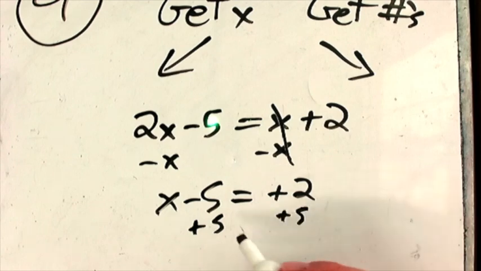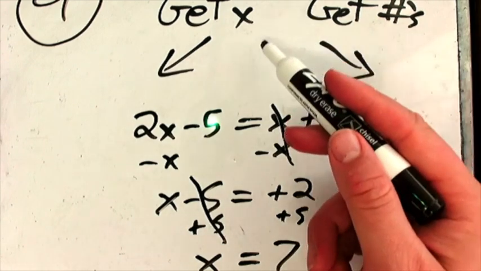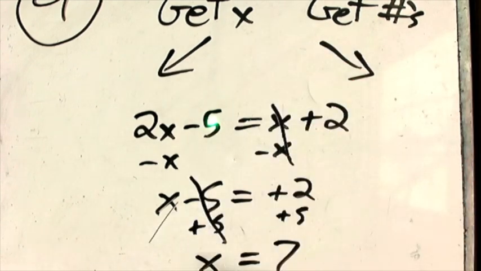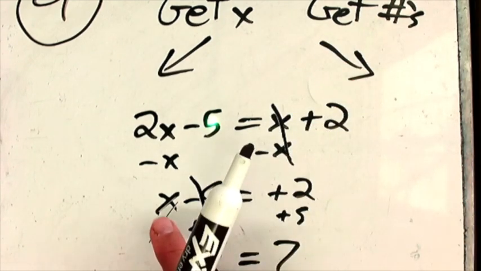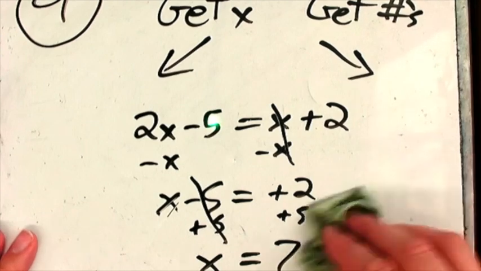Add 5 here to get rid of that 5. So I'm left with the x because I didn't touch it. 2 plus 5 is 7. See how the whole way I got all the x's on this side, and then the whole way, I also moved all the numbers onto this side. So I got x equals 7.